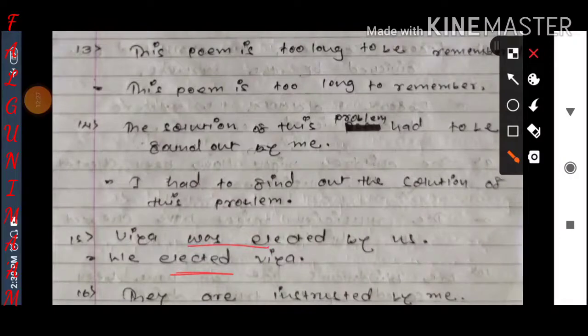As I told you, during the active time, that "was" here indicates that it is from past tense and especially simple past tense. But when we convert into active one, here "us" takes the place of "we" and "we" takes the place of object. So was elected converts into elected. So directly we can get that this sentence belongs to a simple past.